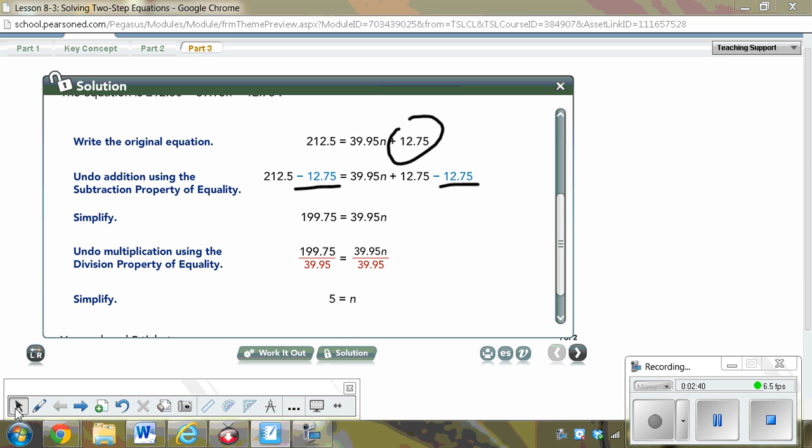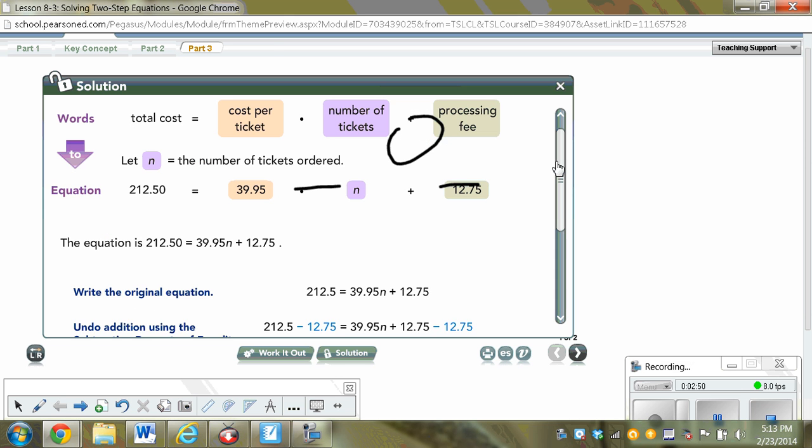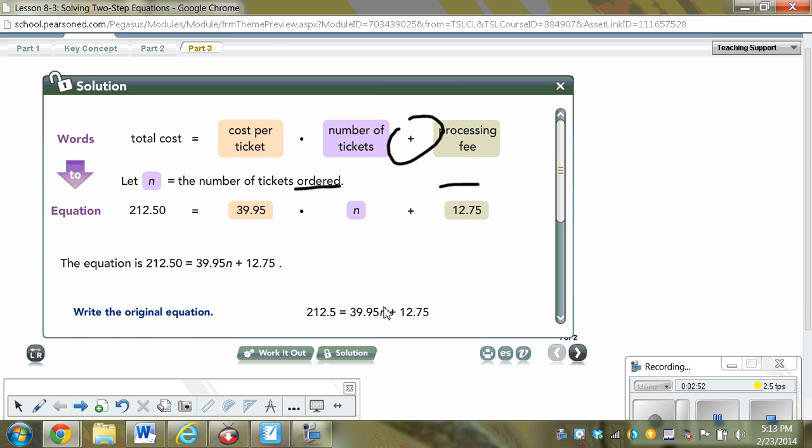Sometimes we need to make sure we tell what that means in English. So we would need to come back in here and substitute the 5 wherever we see n, and multiply that out and verify that we in fact do get $212.50 when 5 tickets are purchased for $39.95 each with the $12.75 processing fee. Again, feel free to pause, rewind as you need.